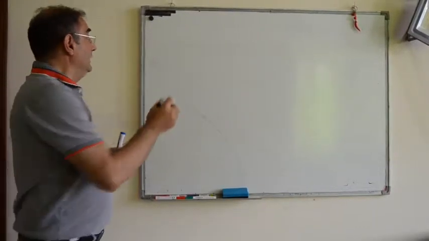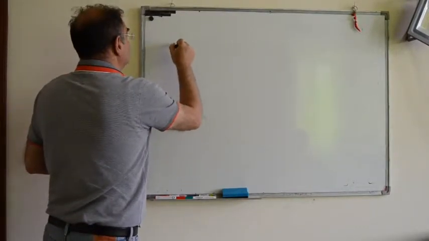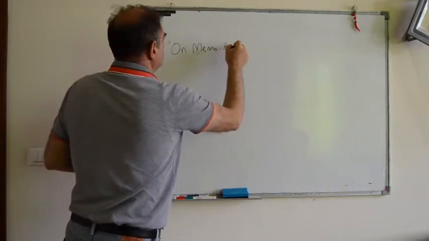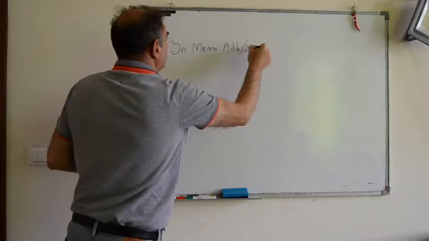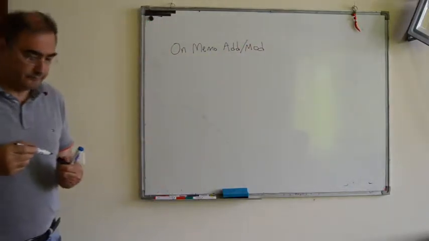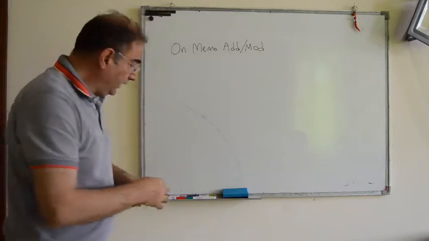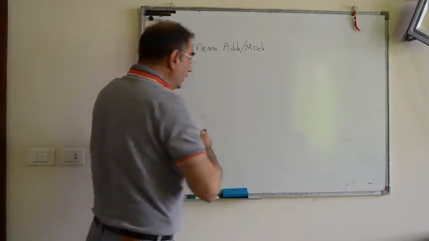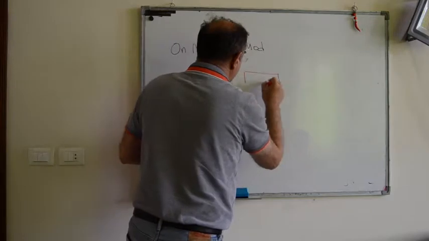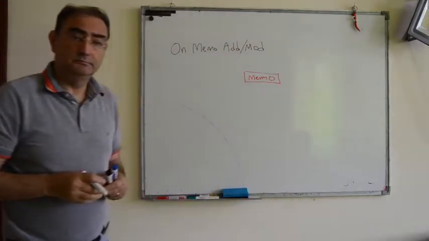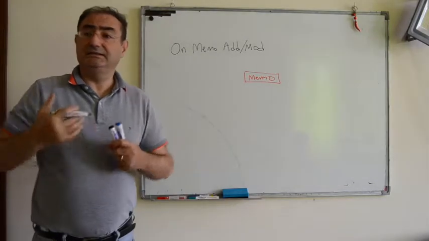Okay. Another event function called on memo add modify. What does that mean? If you are on a row and you run the function memo, what does the system do?